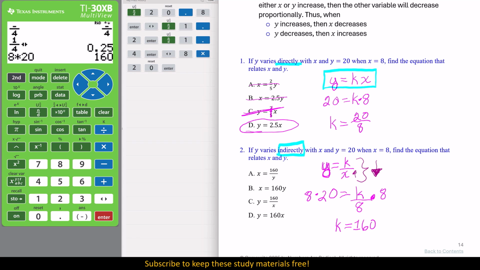Now we look for the setup that works for us and plug the 160 back in. I don't like A because these switch their positions, so that's not good. Obviously B is not going to work. So now let's look at C and D. The correct setup is C, and D would give me the direct variation, not the indirect variation. So that's not going to help me out. So it is option C. All right, let's move on to number 3.